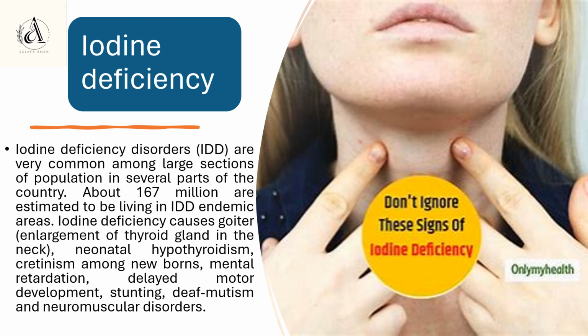Iodine deficiency. Iodine deficiency disorders, that is IDD in short, are very common among large sections of the population in several parts of the country. About 167 million are estimated to be living in IDD endemic areas. Iodine deficiency causes goiter, that is the enlargement of the thyroid gland in the neck, neonatal hypothyroidism, that is hypothyroidism in babies, cretinism among newborns, mental retardation, delayed motor development, stunting, that is low height, deaf mutism, and neuromuscular disorders.